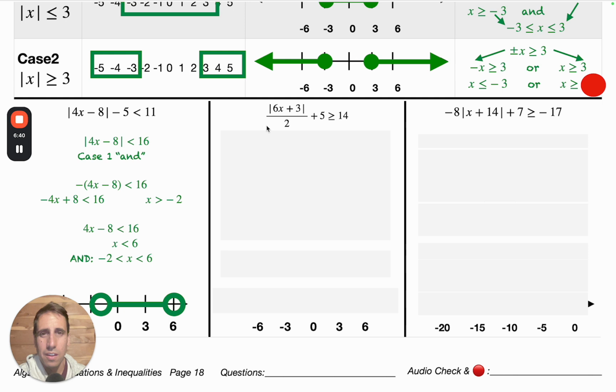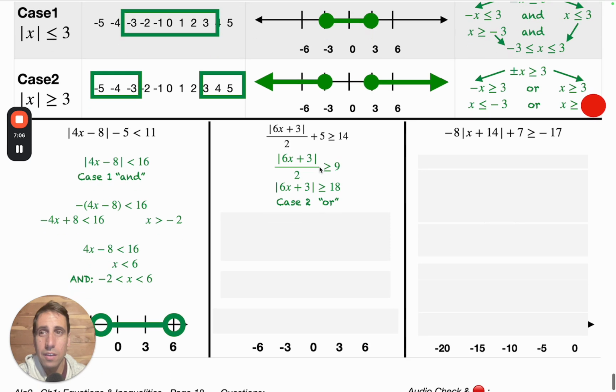Let's do that again. So here we've got operations on the outside and operations on the inside of the absolute value. Let's take care of the outside ones first. Between division and addition, we're going to undo the addition first. What's the undo of plus 5? Minus 5. And then undo divide by 2 by multiplying by 2. Absolute value of 6x plus 3 is greater than or equal to 18.